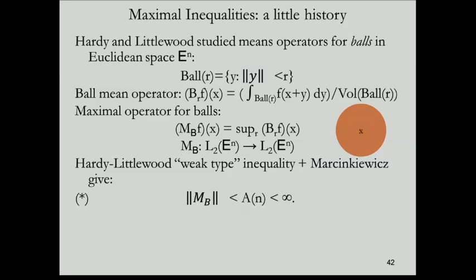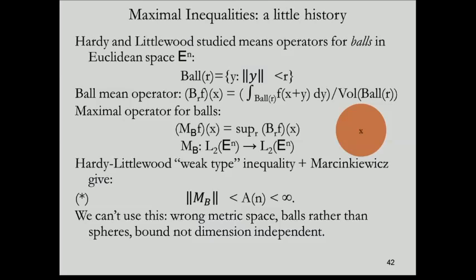So most of the flavor of maximal inequalities in Euclidean spaces or other spaces had something to do with the dimension, often. There were some discrete results, which I'll talk about in a bit. So this is the regime where maximal inequalities were mostly studied in analysis. And notice that we can't use this if we wanted to use some black box knowledge. It's the wrong metric space. We have balls, and this is not dimension independent.